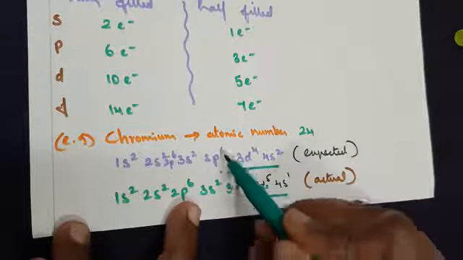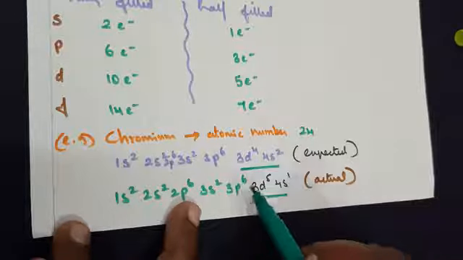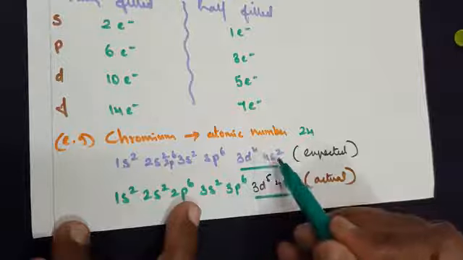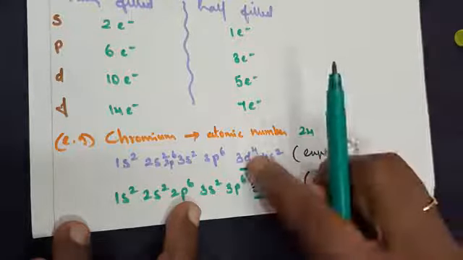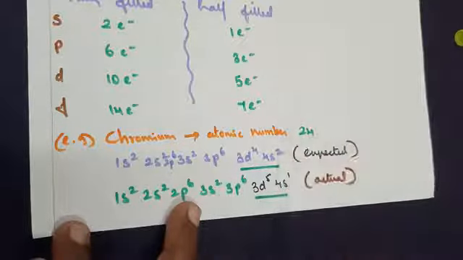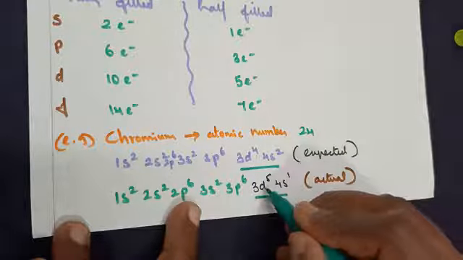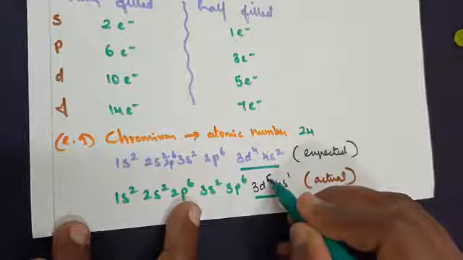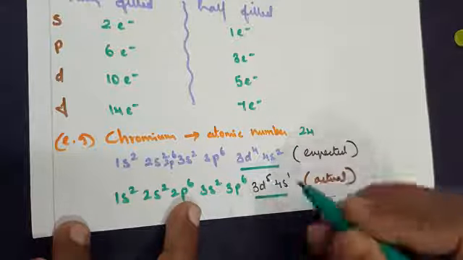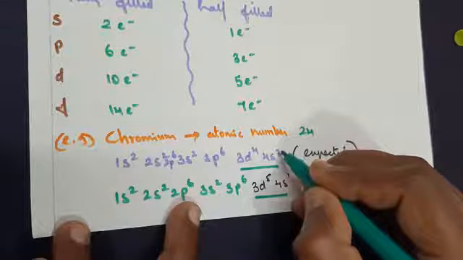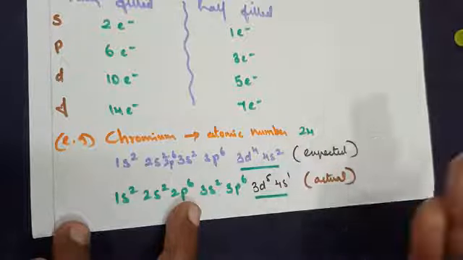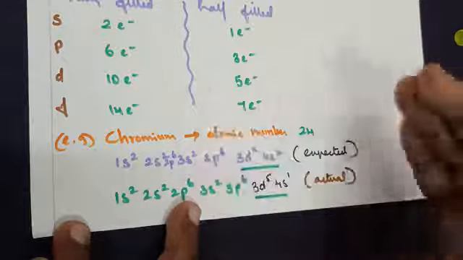Both are the same up to 3p6. But in the expected configuration, 3d4, 4s2, the d is having only 4 electrons and the s is having 2 electrons. But in the actual configuration, when we check, we find the d orbital is having 5 electrons. Here 4, here 5 electrons. The s orbital had 2 electrons, but it has only 1 electron. Why is it so? It's a different theory.